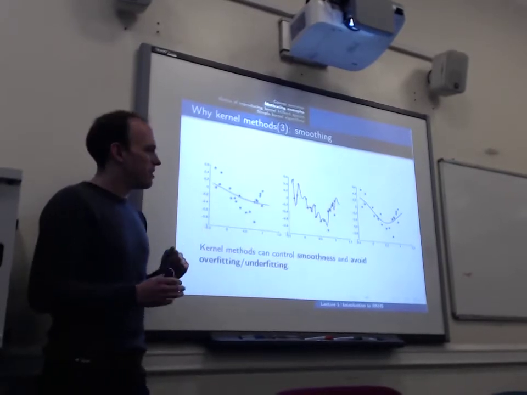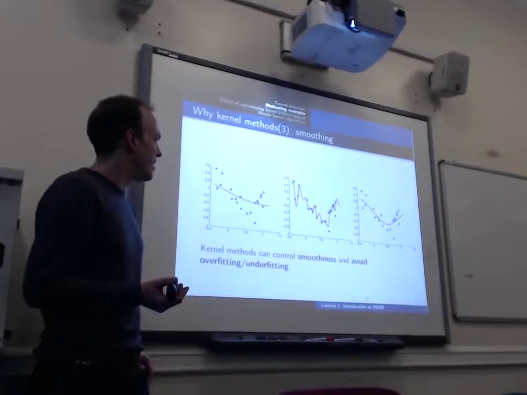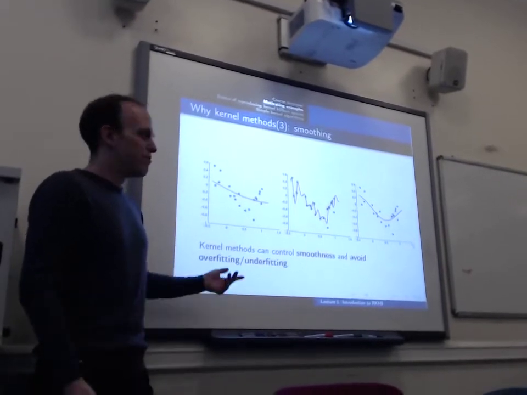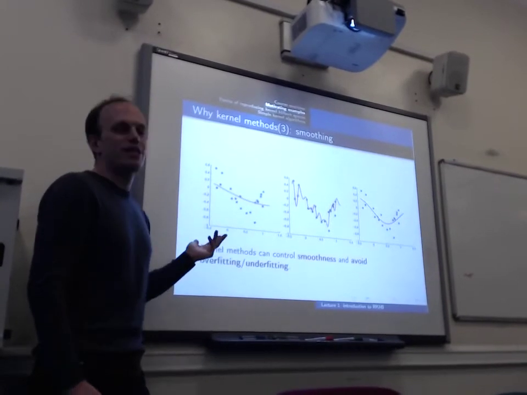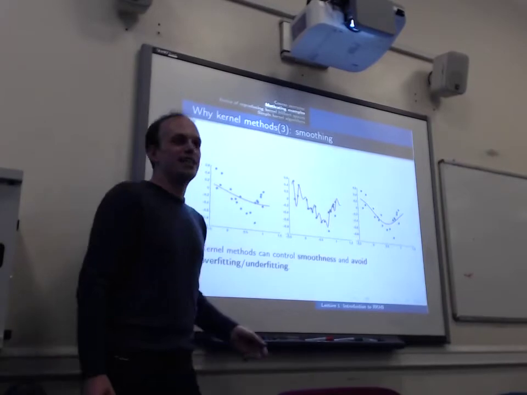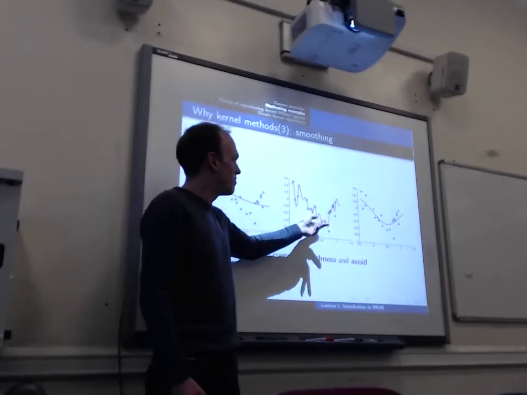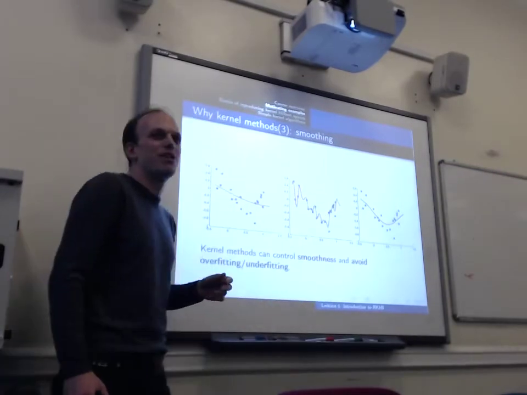Here is another view. This is in terms of the smoothness of the function being learned. Okay, so let's say that I have a set of points and I want to put a line through them. Okay, and I'm going to give you 3 candidate lines here. And so you can say, well, this one seems too smooth, this one seems too wiggly, and this one seems more or less just right.